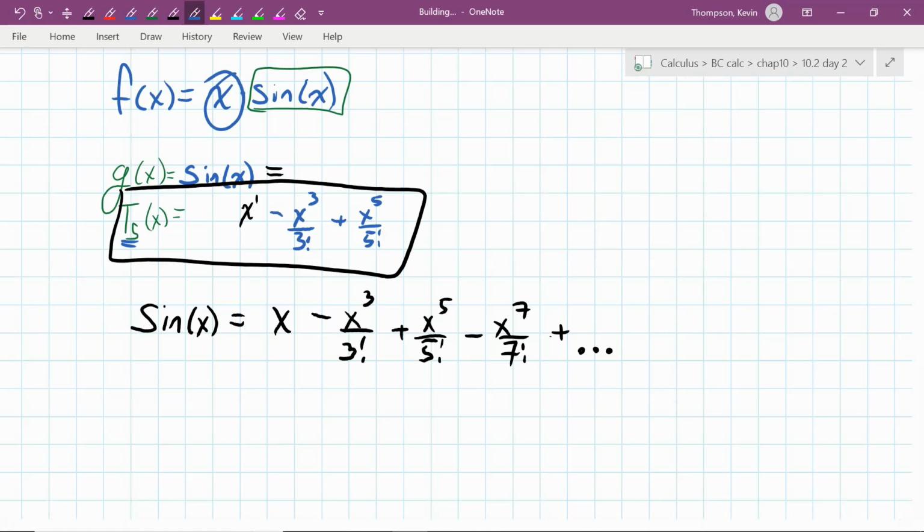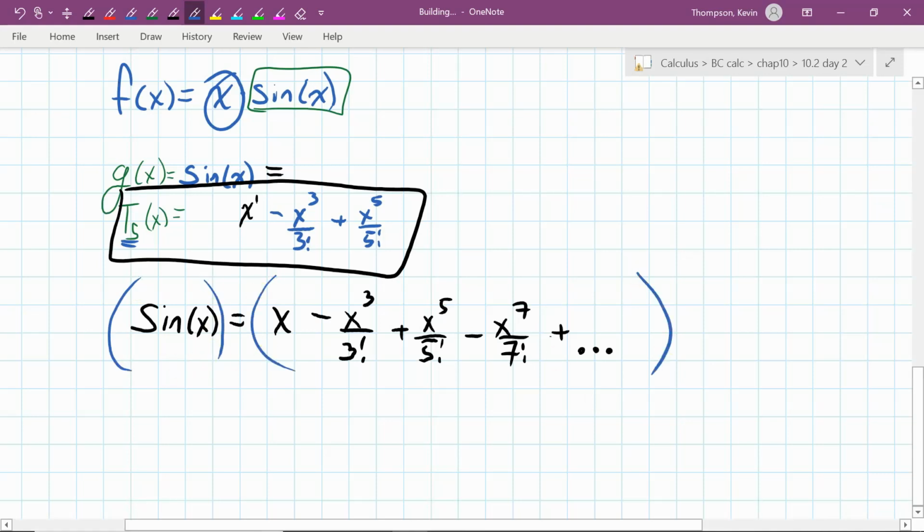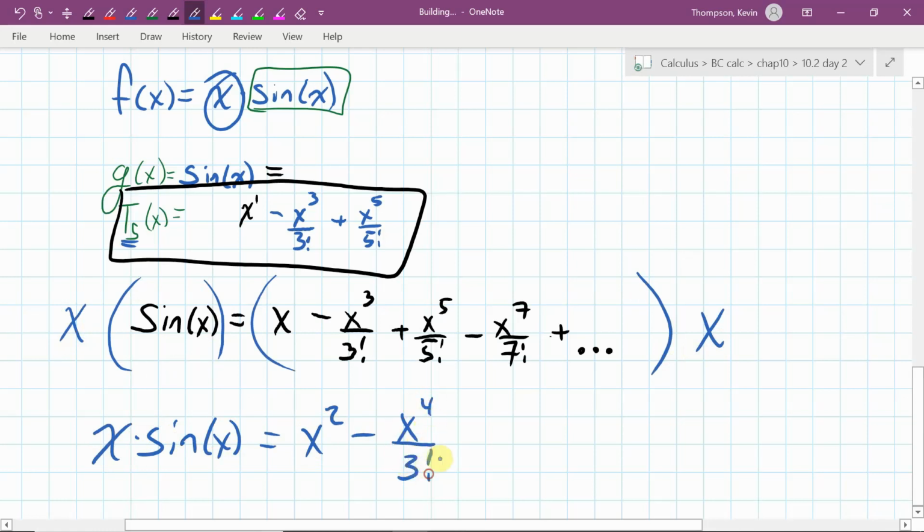So how about this? If these two things are equal, shouldn't x times that be x times that? So x times the sine of x should be x squared minus x to the fourth over 3 factorial plus x to the sixth over 5 factorial minus x to the eighth over 7 factorial plus dot, dot, dot.